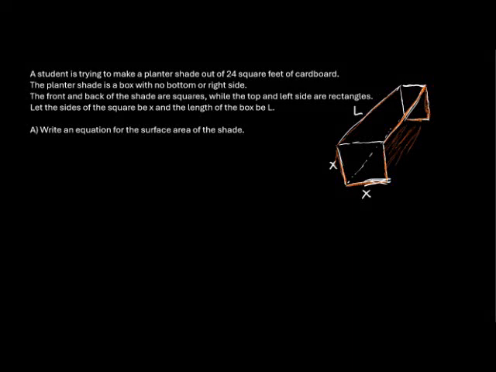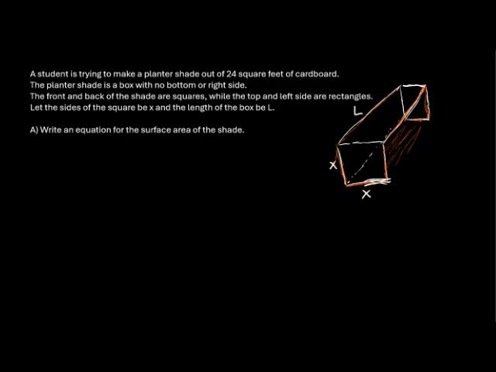In this problem, a student is trying to make a planter shade out of 24 square feet of cardboard. This planter shade will have no right side and no bottom. It will be sitting on the ground directly on top of our plants. Therefore, it will have no bottom. The bottom will just be the ground, and the right side will be open to the air.